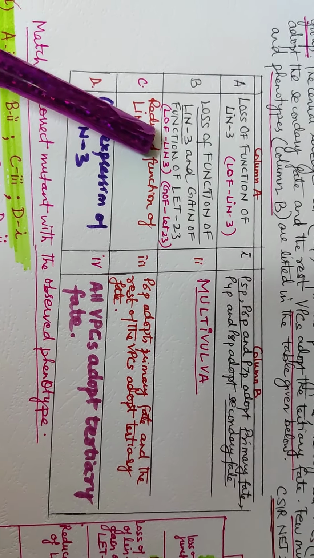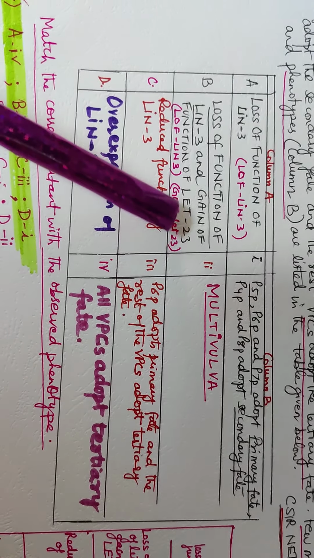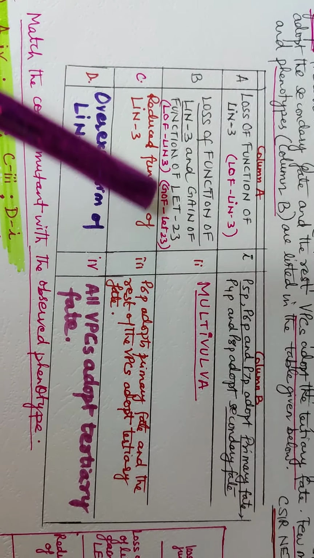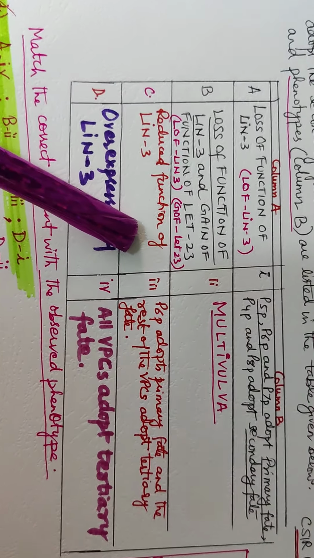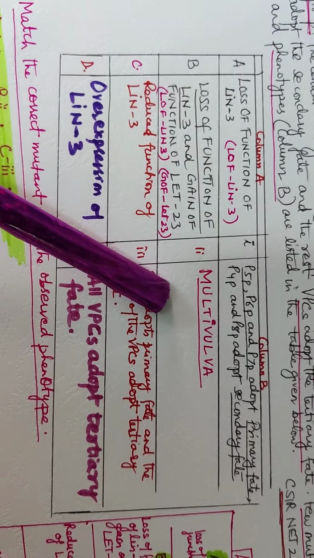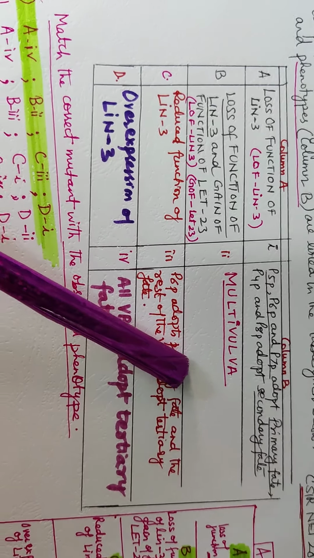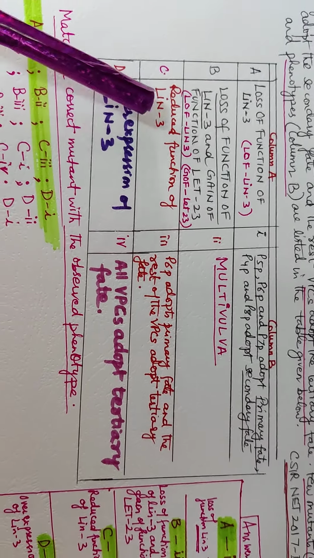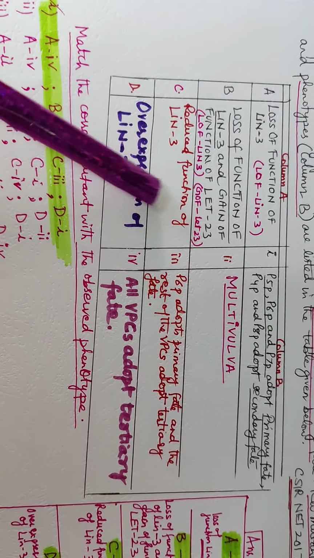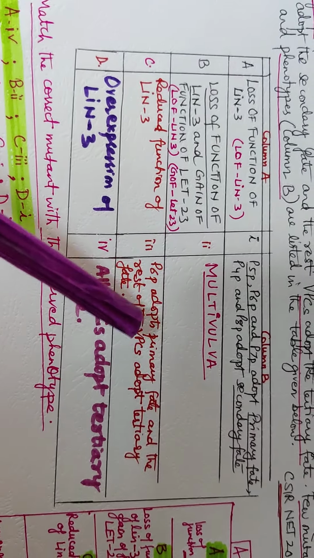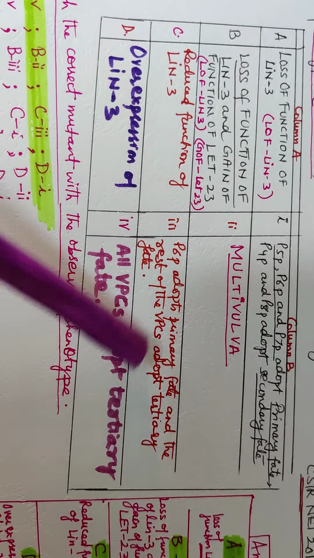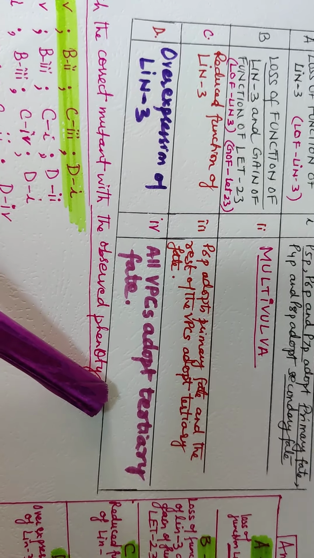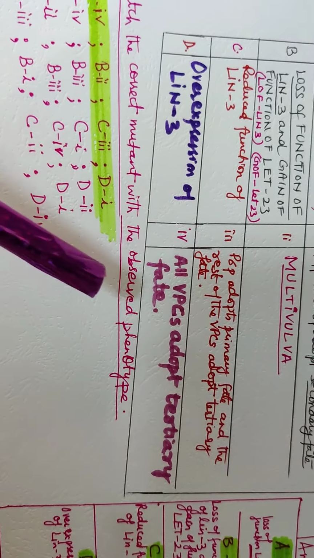Then moving further in column A, part B: loss of function of lin3 and gain of function of let23, where GOF stands for gain of function. What will be formed? In the question, multivulva is written opposite to this, the second in column B. Then part C is reduced function of lin3. In front of it is written P6.p adopts primary fate and the rest of the VPCs adopt tertiary fate. Part D, overexpression of lin3, causes all VPCs to adopt a tertiary fate. It is written like this in the question.